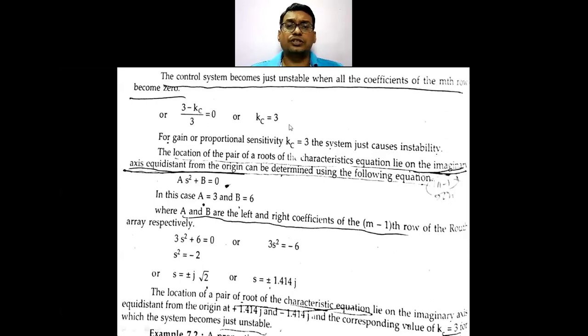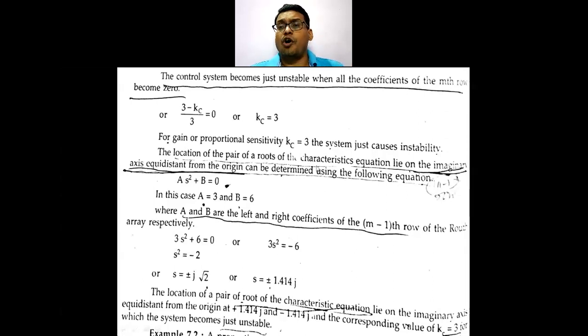When will the mth row coefficients be 0? When the value of Kc is 3, right? 3 minus 3 is 0. So for the gain or proportional sensitivity Kc equal to 3, the system just causes instability.